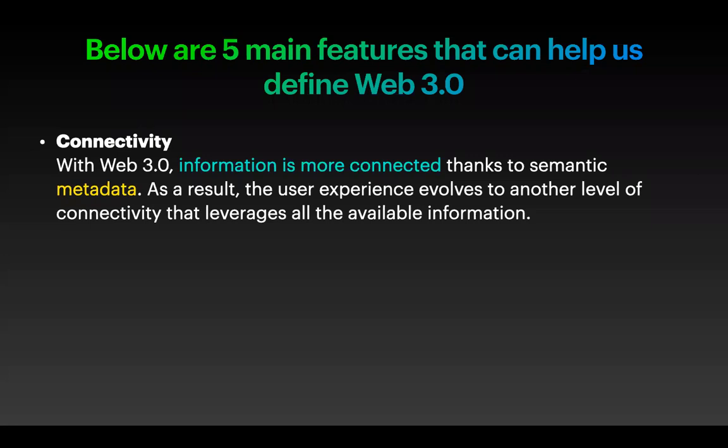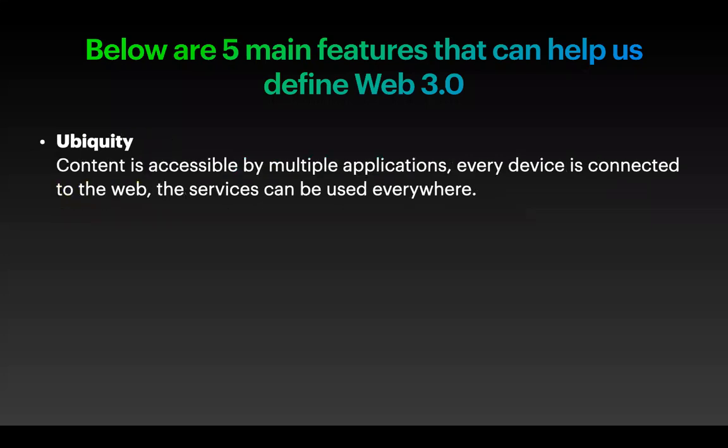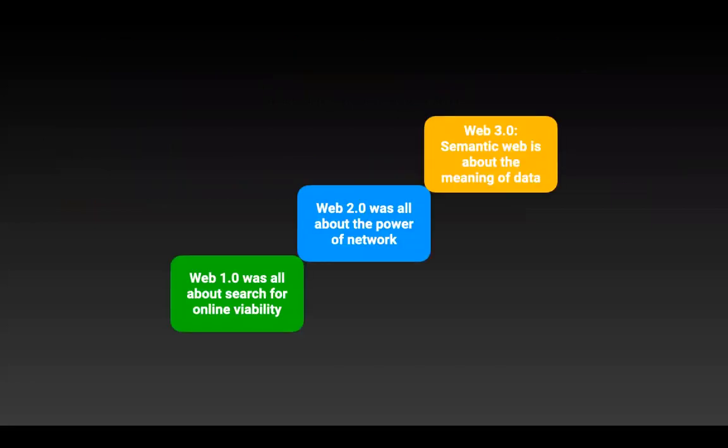What Web 3.0 does is provide logical reasoning for each and everything. Data is divided into small pieces and all the data is interconnected, which makes searching faster, and the overall experience better, with accurate searching. Ubiquity: content is accessible by multiple applications. Every device is connected to the web, and the service can be used everywhere. These are a few important features of Web 3.0.